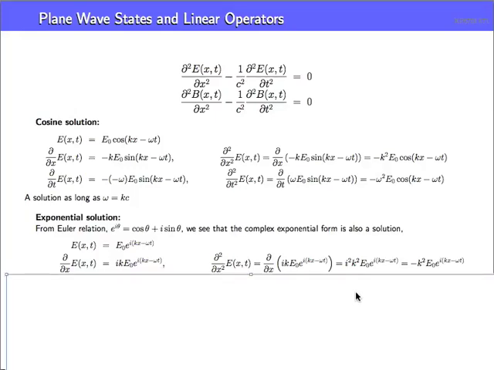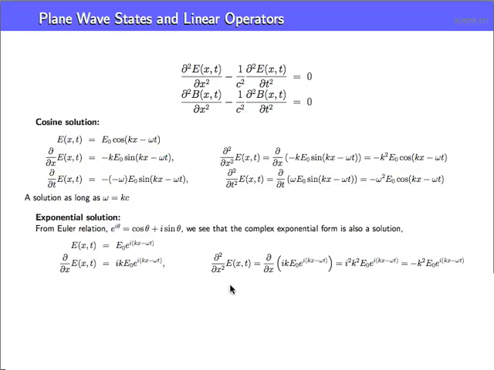Let's just do the x derivative first. That derivative in x pulls down the coefficient for x, which is ik. But notice that the E field itself, E naught e to the i(kx minus omega t), doesn't change when we take a derivative. That's the nature of an exponential.